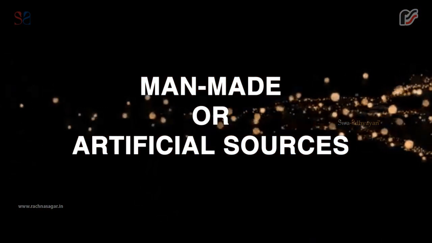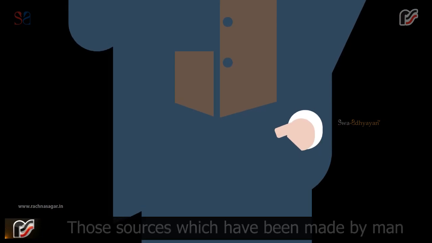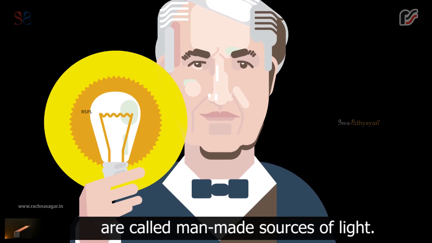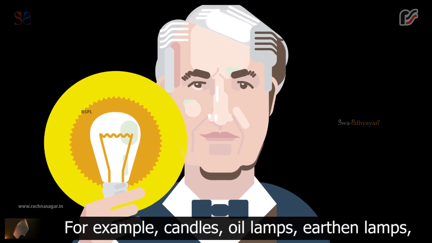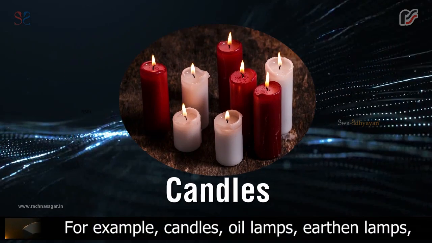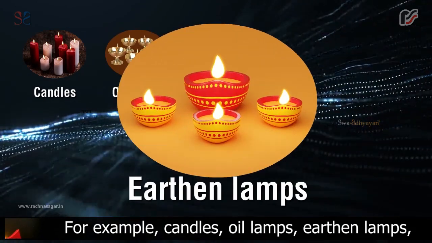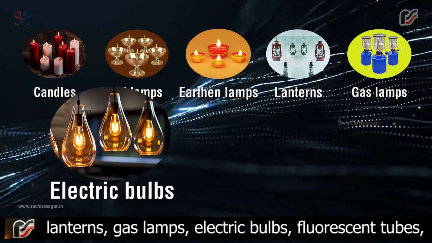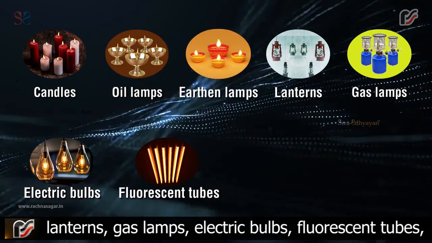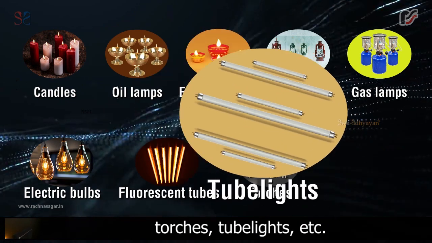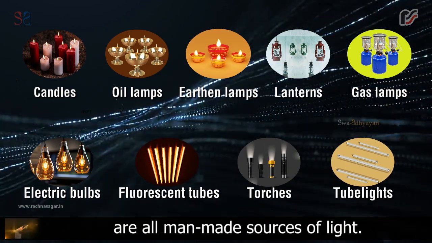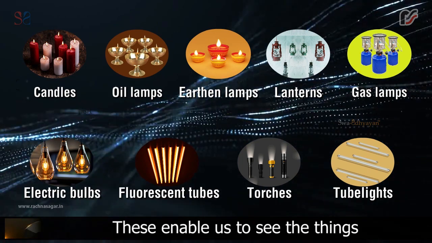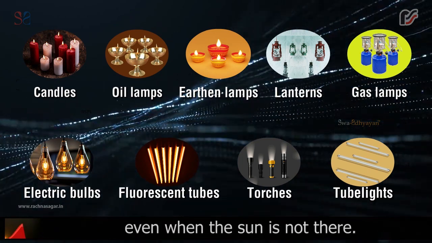Man-made or artificial sources. Those sources which have been made by man are called man-made sources of light. For example, candles, oil lamps, earthen lamps, lanterns, gas lamps, electric bulbs, fluorescent tubes, torches, tube lights, etc. are all man-made sources of light. These enable us to see the things even when the sun is not there.